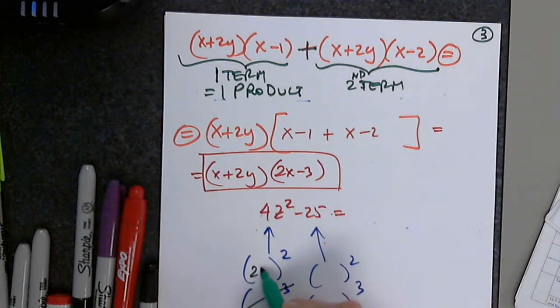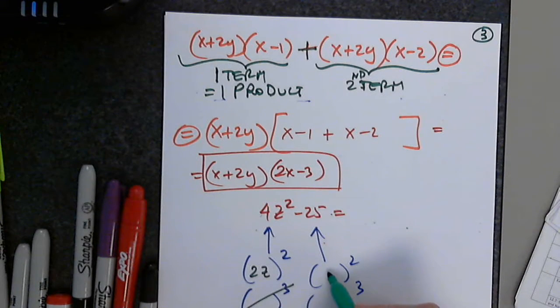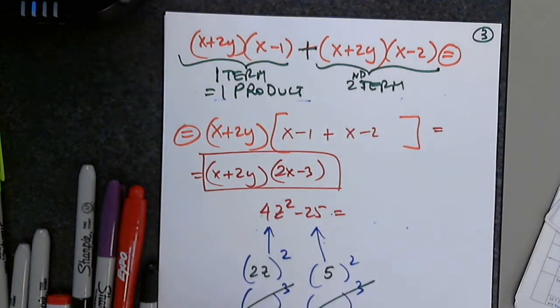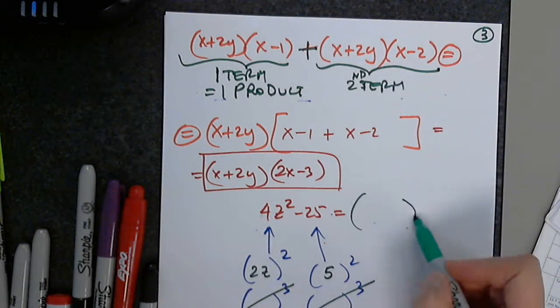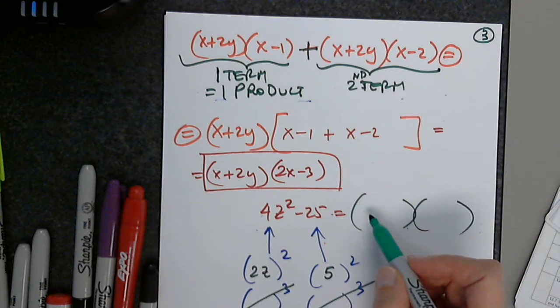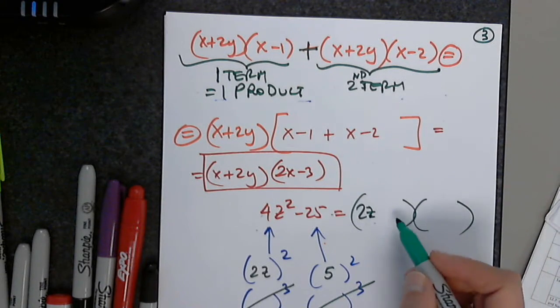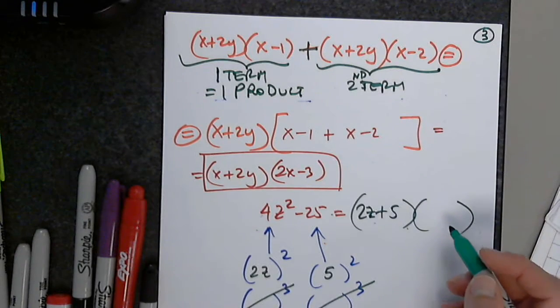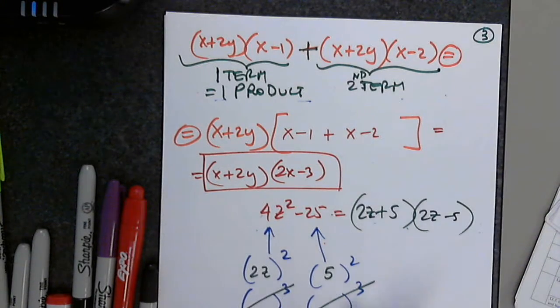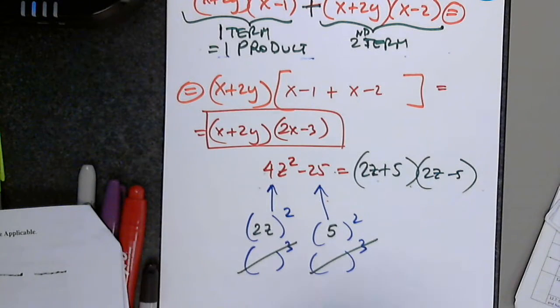Good. 2z. Very good. So is 25 a perfect square? I wanted to say 5. Good. So then it's a difference of squares. So now I can immediately write the factored form. What is the factored form then? 2z plus 5, 2z minus 5. That's it. Next example. X to the 4th minus 81.